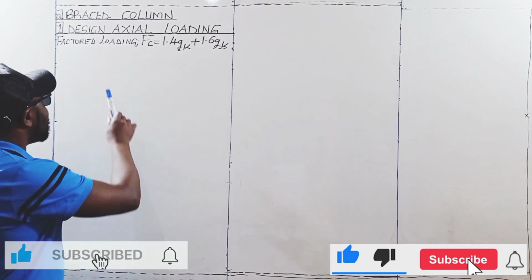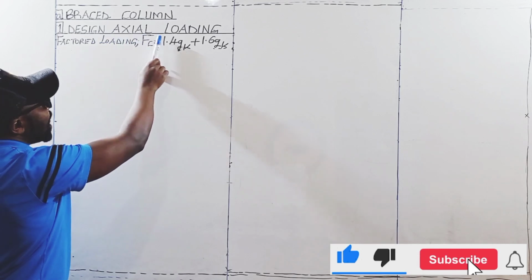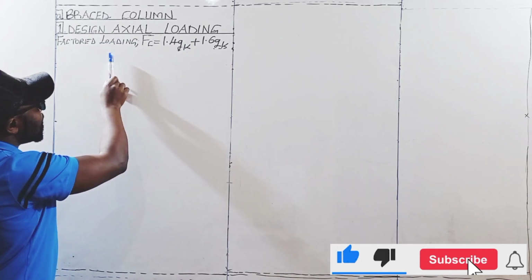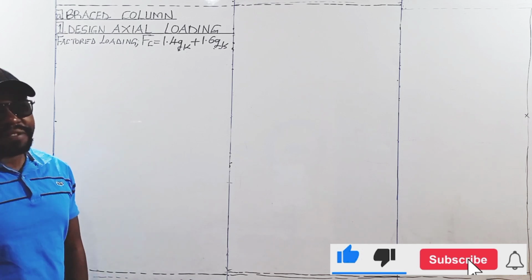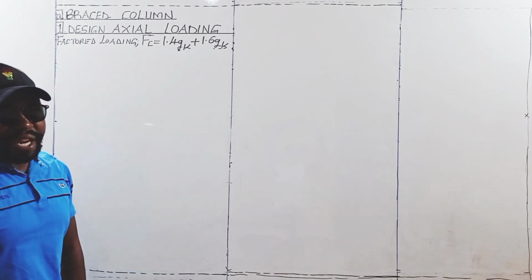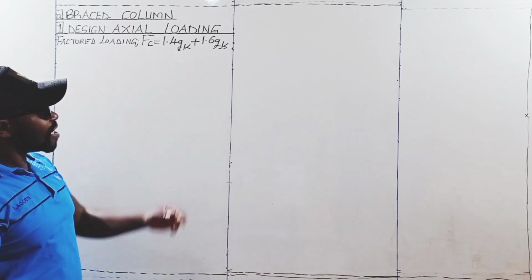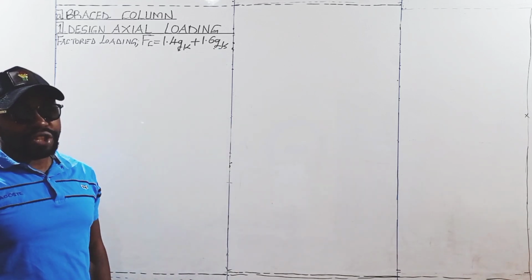So starting with the braced column, the first step will be calculation of the design axial loading. In this case, the factored loading, that is FC, will be given by this formula: 1.4 GK plus 1.6 QK, where GK denotes the dead load and QK denotes the imposed load.